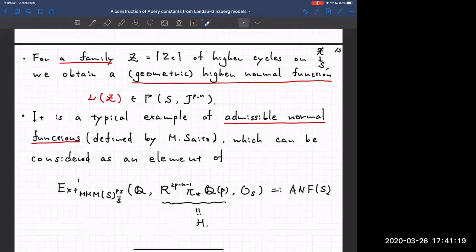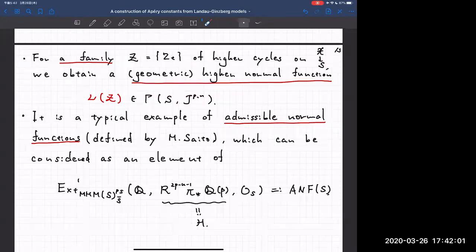Right. So again, please recall that we have generalized Chow cycles to higher Chow cycles, intermediate Jacobians to higher intermediate Jacobians, and also higher Abel-Jacobi maps. Then we can consider a family of higher cycles, and we obtain a higher Abel-Jacobi map valued function over the parameter space S. This is the definition of the geometric higher normal function. I want to denote it as ν_Z, which is an element of the sections over S of the higher intermediate Jacobian bundle J^{p,n}.